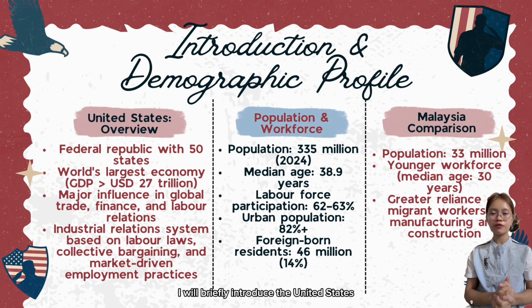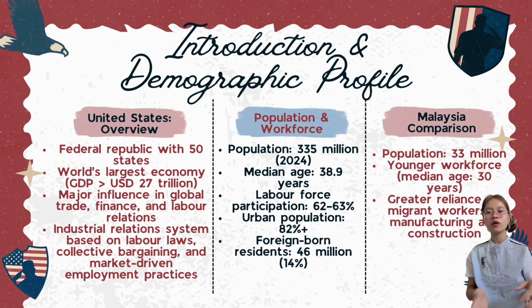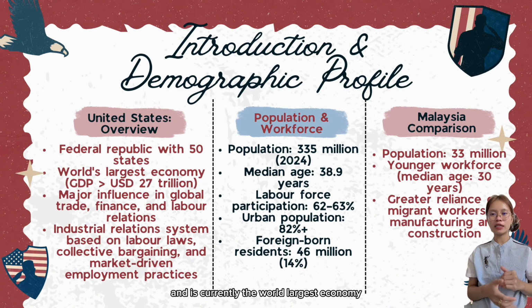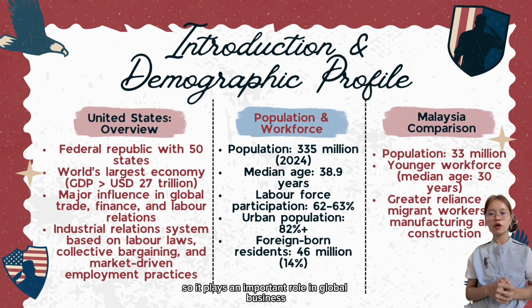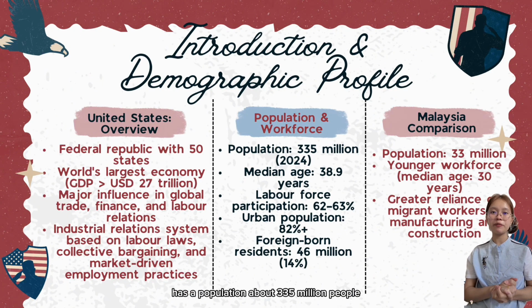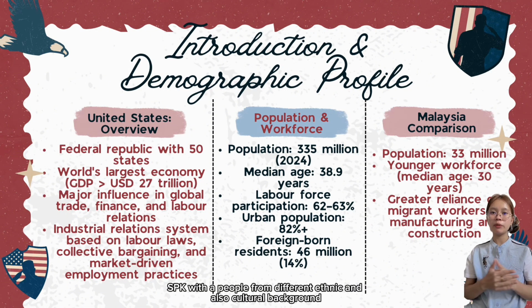So today I will briefly introduce the United States and its industrial relation environment. The United States is a country with 50 states and is currently the world's largest economy. So it plays an important role in global business, trade and also employment practice. The US has a population of about 335 million people. It's also a very diverse country with people from different ethnic and also cultural background.